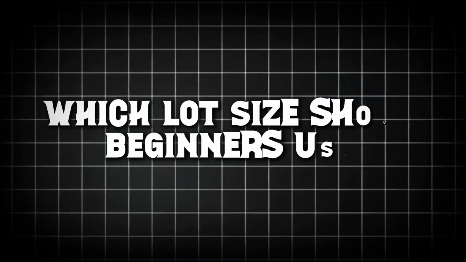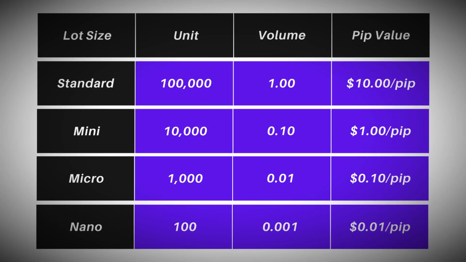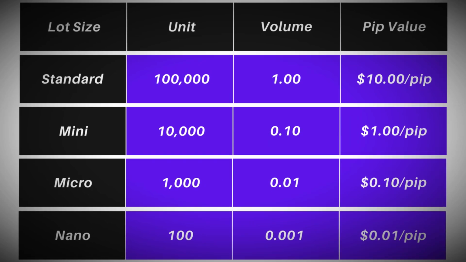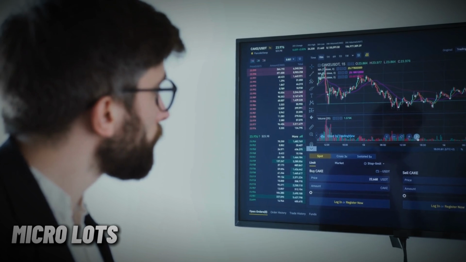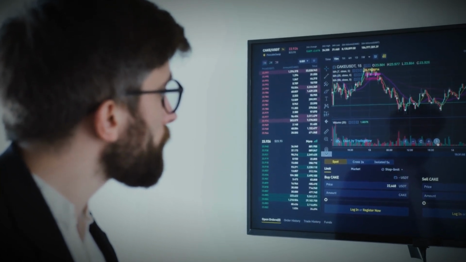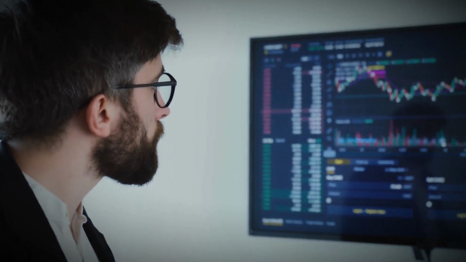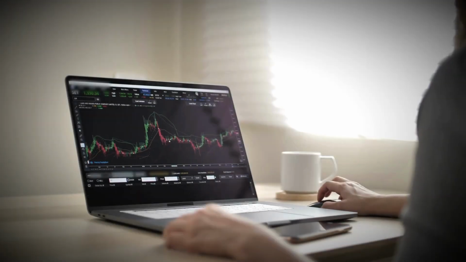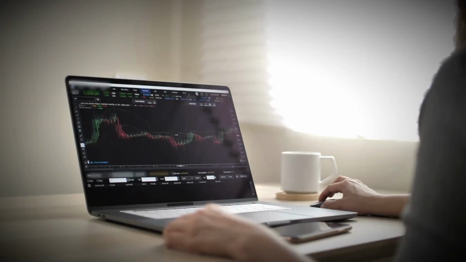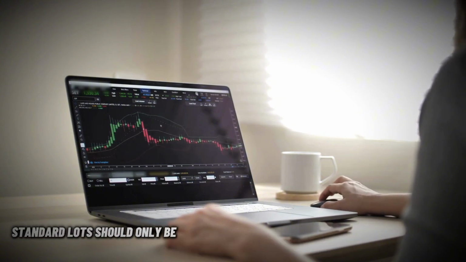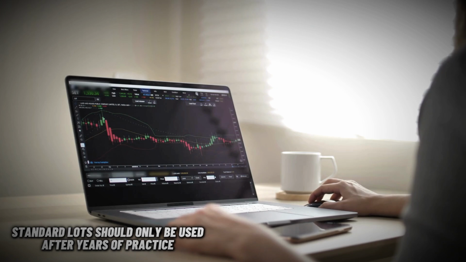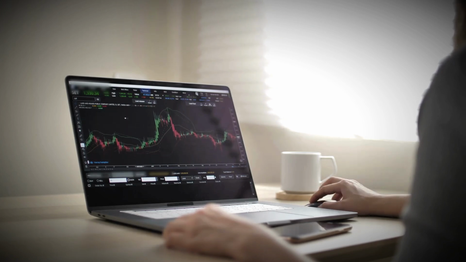Which lot size should beginners use? So, which lot size is right for you? As a beginner, always start with micro lots. They are safe, affordable, and let you practice without stress. Once you gain confidence and your account grows, you can shift to mini lots for moderate exposure. Standard lots should only be used after years of practice, when your skill and account size can handle the pressure.